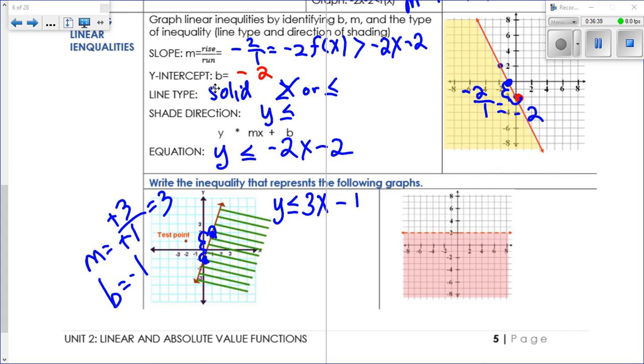Next one, my line goes from left to right, so it's y equals some number. What's my y-intercept? It's -2. Now, this is not an equal to line because it's dashed, and all the values are below, so it's less than. Y is less than -2. Okay? Watch that over again if you're confused. How you write these equations, you're going to need to be able to do that in Algebra 2.